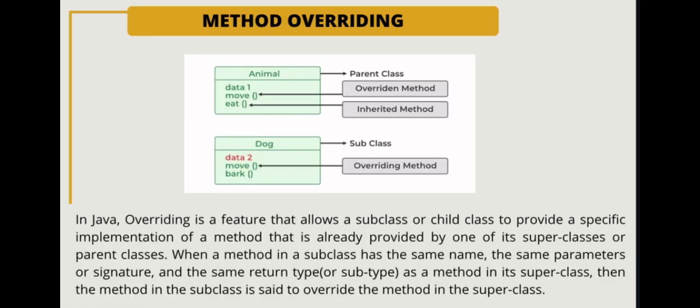Method overriding. In Java, overriding is a feature that allows a subclass or child class to provide a specific implementation of a method that is already provided by one of its superclasses or parent classes. When a method in the subclass has the same name, the same parameters or signature, and the same return type as the method in its superclass, then the method in the subclass is said to override the method in the superclass.